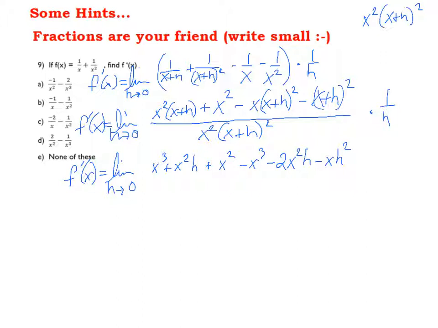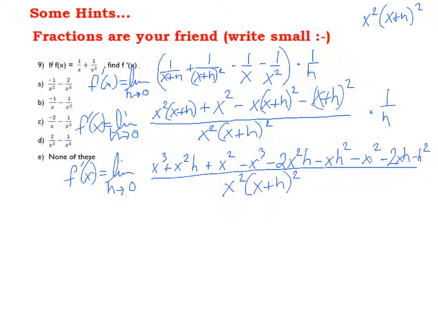Now I have this term, and I have to subtract this binomial squared. So normally it would be x squared, but now it's going to be minus x squared. The second one would normally be 2xh, but now it's going to be minus 2xh. And then instead of plus h squared, it's going to be minus h squared. And this is now all over the common denominator, x squared, x plus h squared.